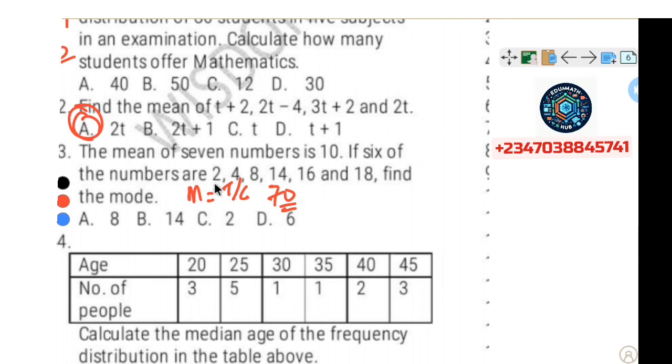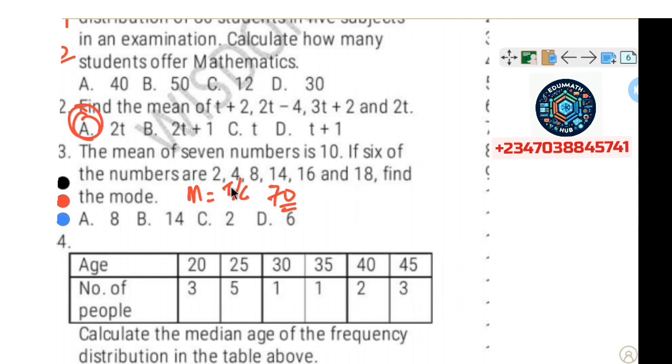Okay, but you are told that six of the numbers are 2, 4, 8, 14, 16, and 18, so one number remains. The technique there is to add all these numbers together, and whatever you get, remove it from 70, which is the total. So if you remove it, you get that last number. So 2 plus 4 is 6, 6 plus 8 is 14, and so on. Then plus this, that will give you 62. The total of these numbers is 62.